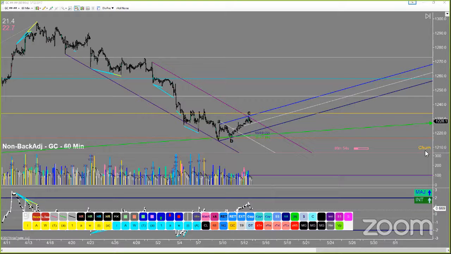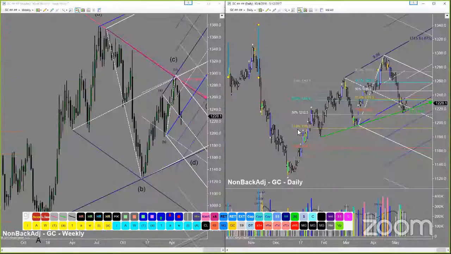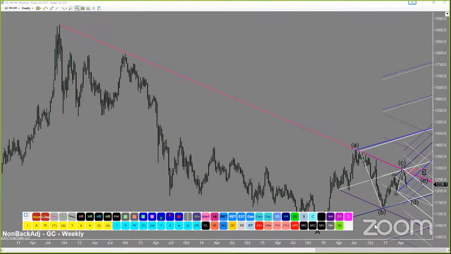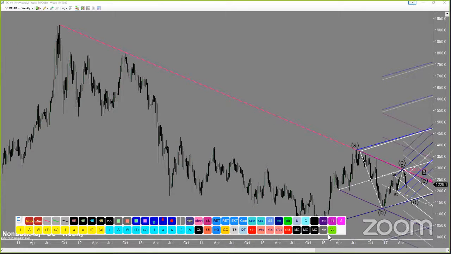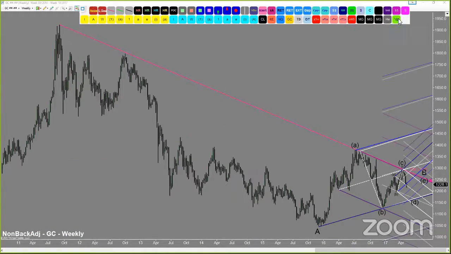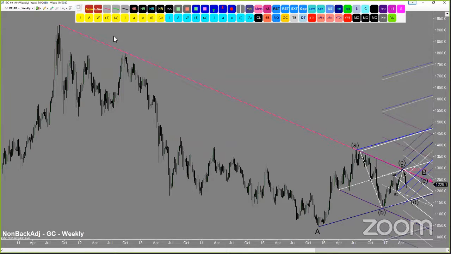Here we go. All right, cool. So let's go to the weekly and the daily charts in gold, and then we'll go to the euro. So we were talking about this past couple of weeks, that the high that we had turned down out of was this perfect area here.